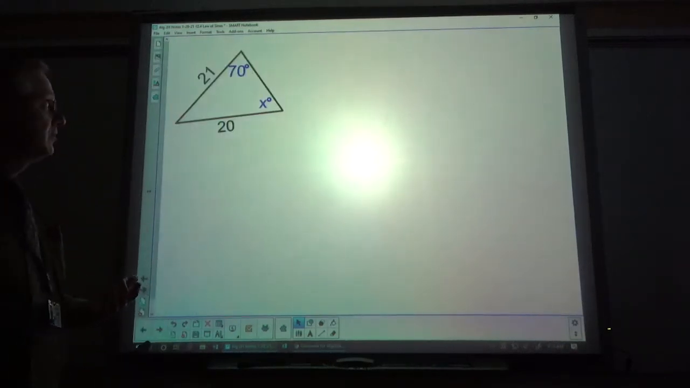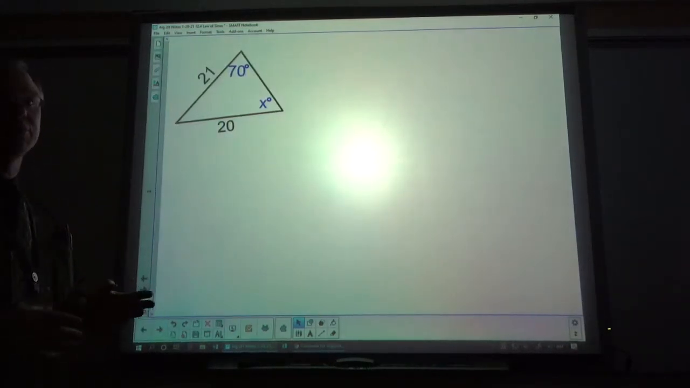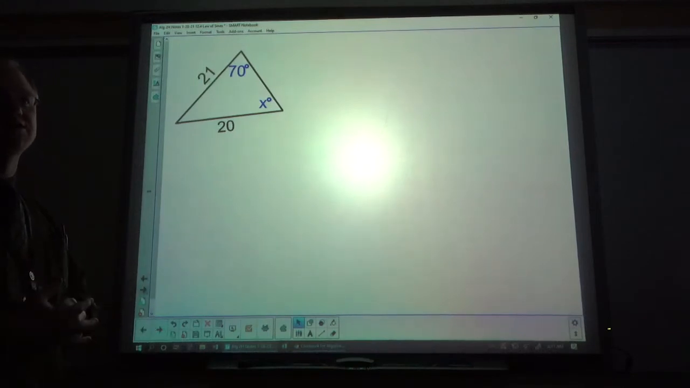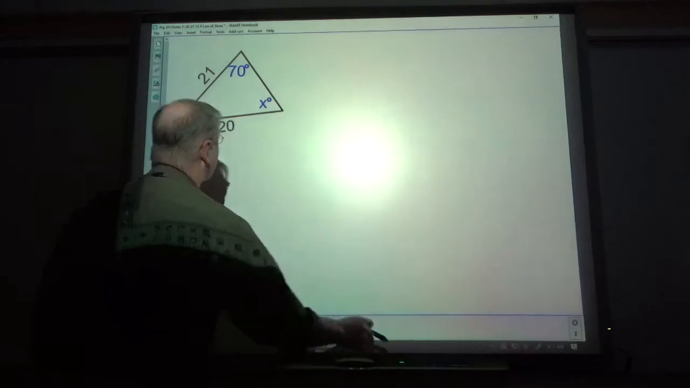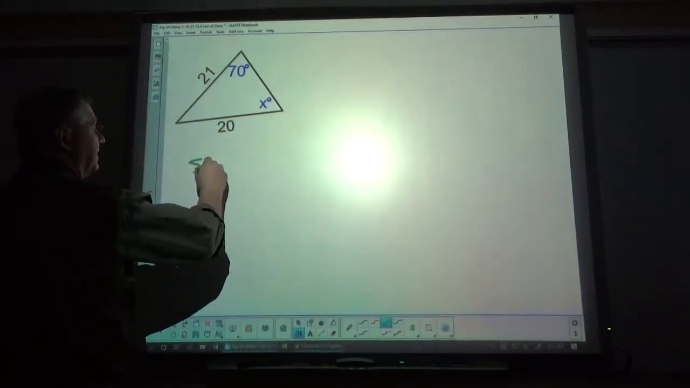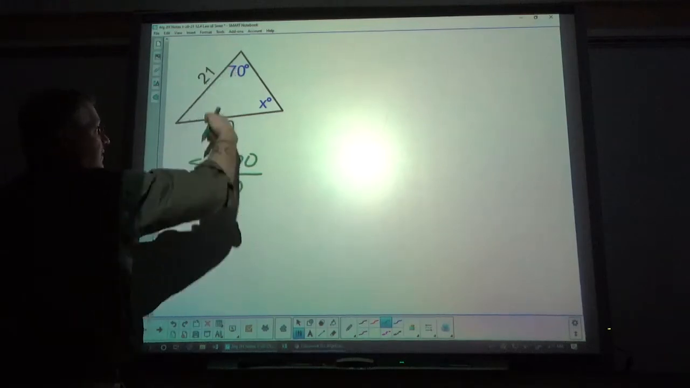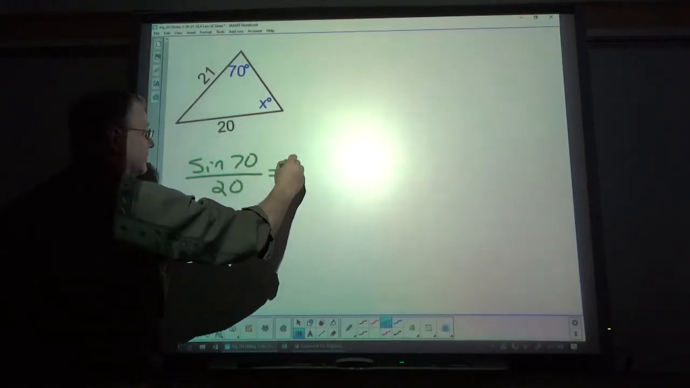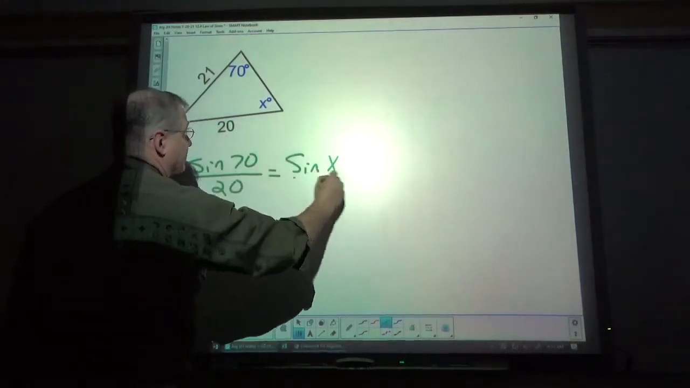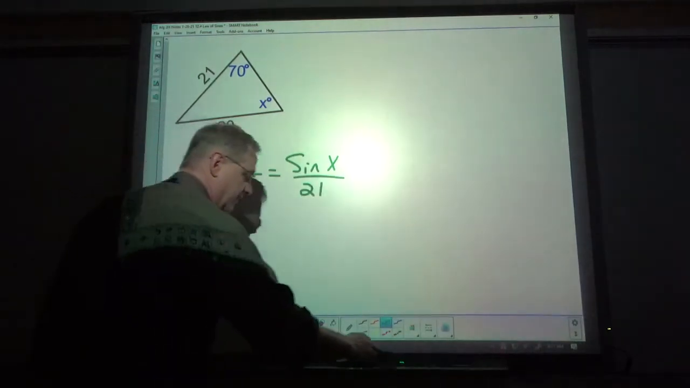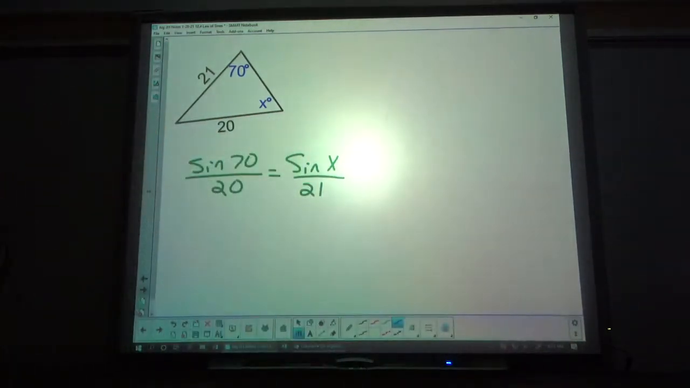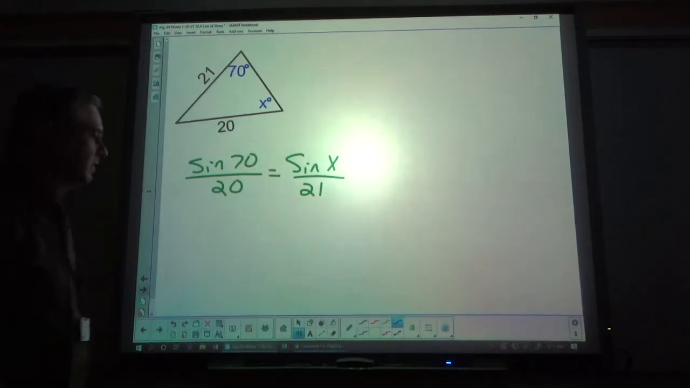Here's another example. See if you can set up, given the information, and solve for x. All right, here we go. Sine of 70 over side 20, because those two are connected. Sine of x over 21. Now, if you tried this on your own, you may have gotten to a certain point and gone, all right, now where do I go?